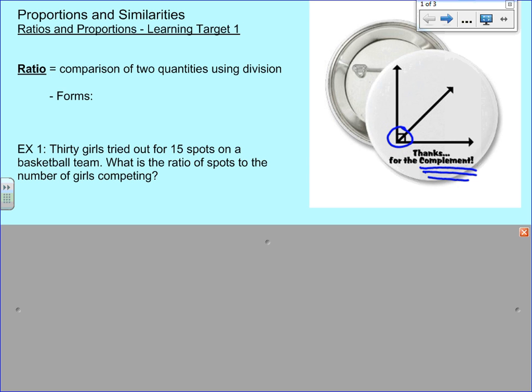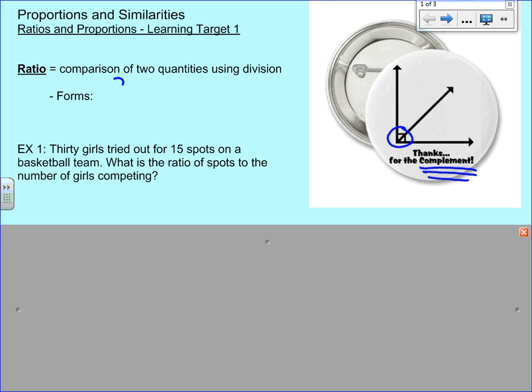The good news is that after this lesson, your learning target for the day is that you will be able to write and solve ratios and proportions. So if you do notice, the very first thing that you have on your note sheet is a ratio. It is a comparison of two quantities using division.